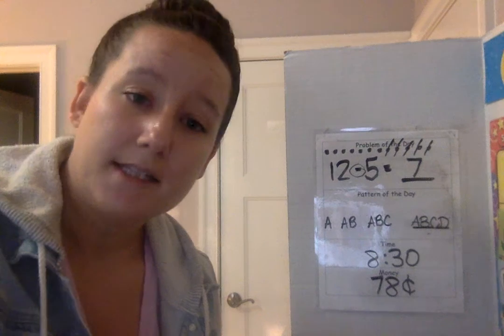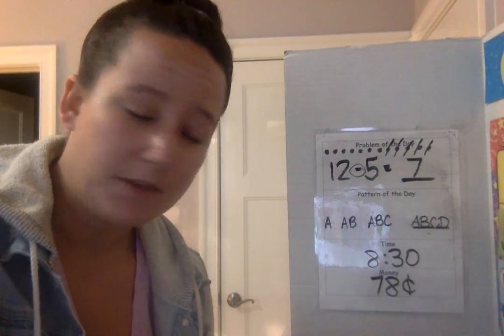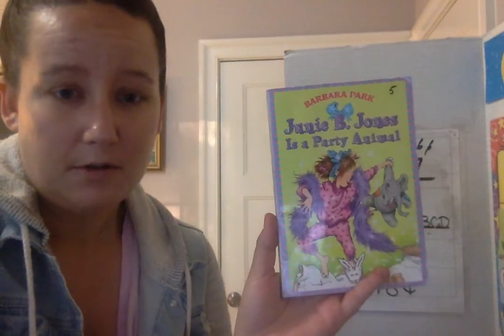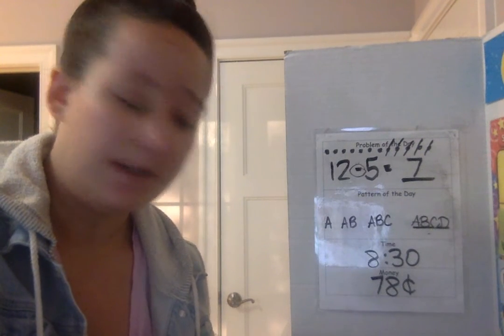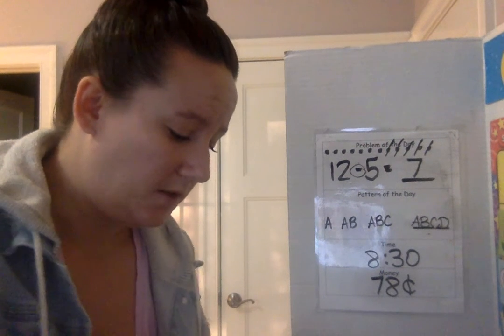And then lastly, remember that we've started a new Junie B. book. Junie B. Jones is a party animal. She's in kindergarten, and I've never read this one before, so I'm super excited to read this one with you guys. And I'm posting those videos. I posted the first chapter yesterday, and if I can't get to it today, I'll definitely post another video tomorrow reading chapter 2.